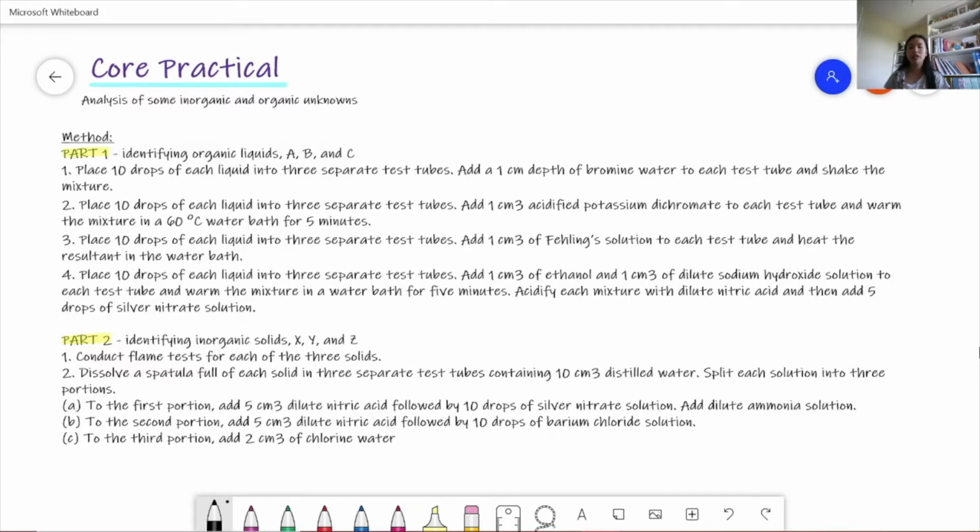The first part, we're going to be looking at identifying organic liquids A, B and C. So firstly, we place 10 drops of each liquid into three separate test tubes, and we add 1 centimetre cubed of bromine water to each test tube and shake the mixture. So what this looks for is alkenes. When we have alkenes present, the bromine water will turn from orange brown to colourless.